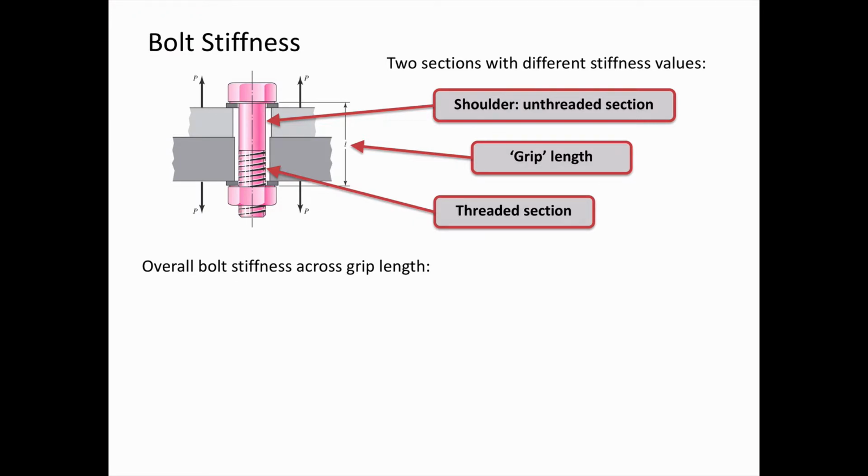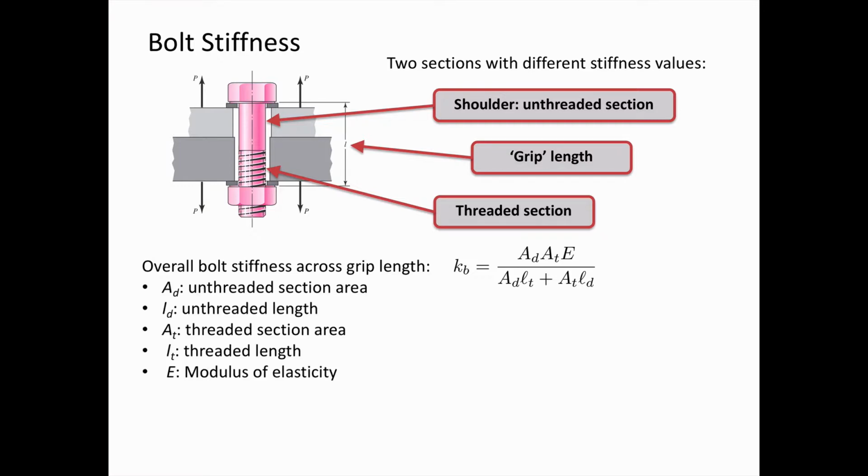We want to know the overall stiffness across the grip length. And if we use the previous formula, along with the stiffness of a structural rod, we can derive this formula for K sub B, the stiffness of the overall bolt across the grip length.